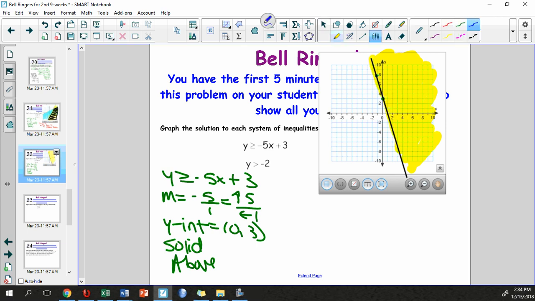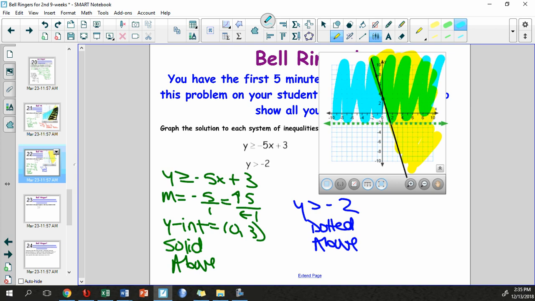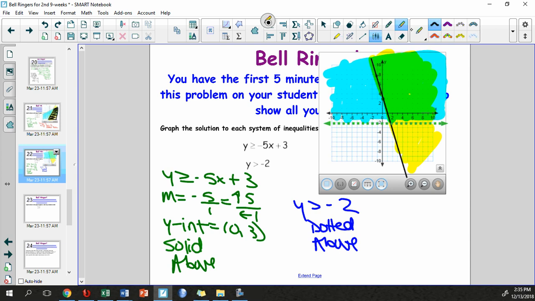Okay. Then I'm going to go ahead and graph y is greater than -2. That is a horizontal line at -2, and it's going to be a dotted line. And the shading is going to be above it as well. So I'm going to go ahead and make a dotted line at -2. That puts me right there, and I'm going to have the shading be above that. So where do I intersect and I cross? It's going to be right in this region right here.